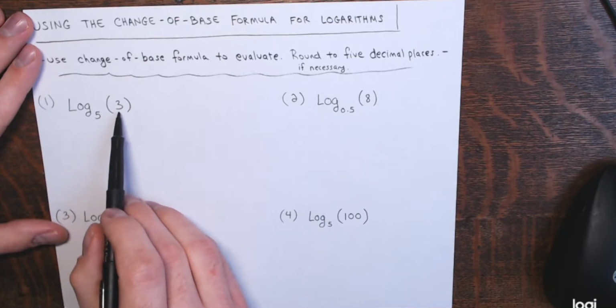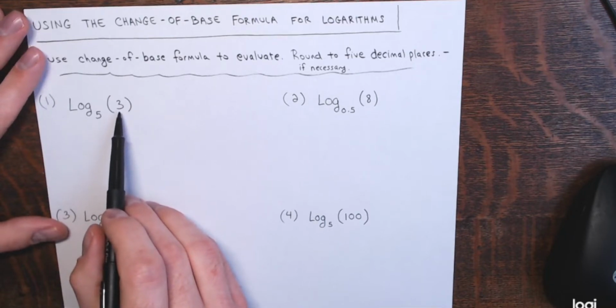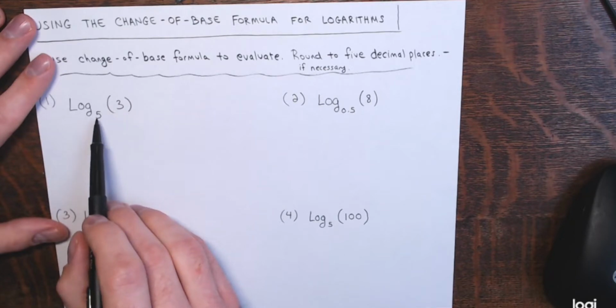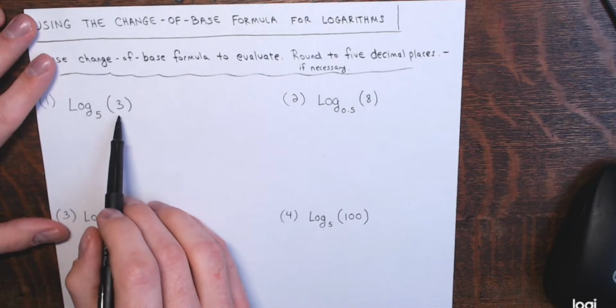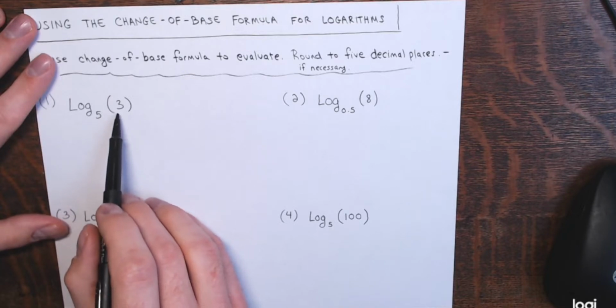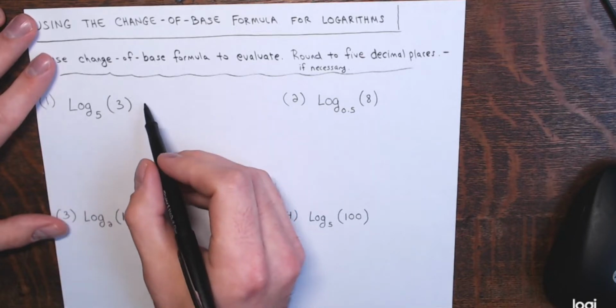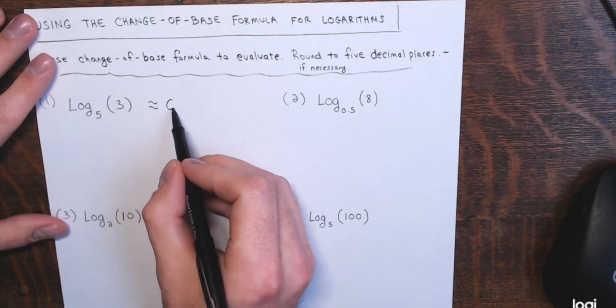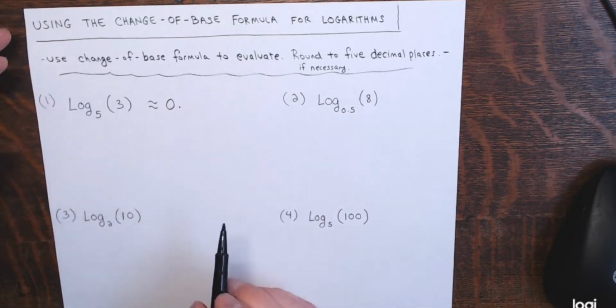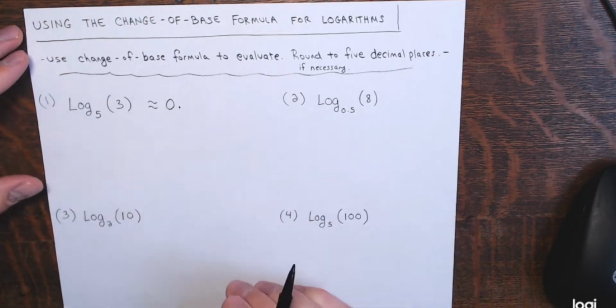3 is not a nice power of 5. 5 to the 0 is 1. 5 to the first is 5. 5 to what power would be 3? Now, based on what I just told you, this should be 0 point something. It's between 0 and 1. I know that much. So I'll start it off with 0 point blah.